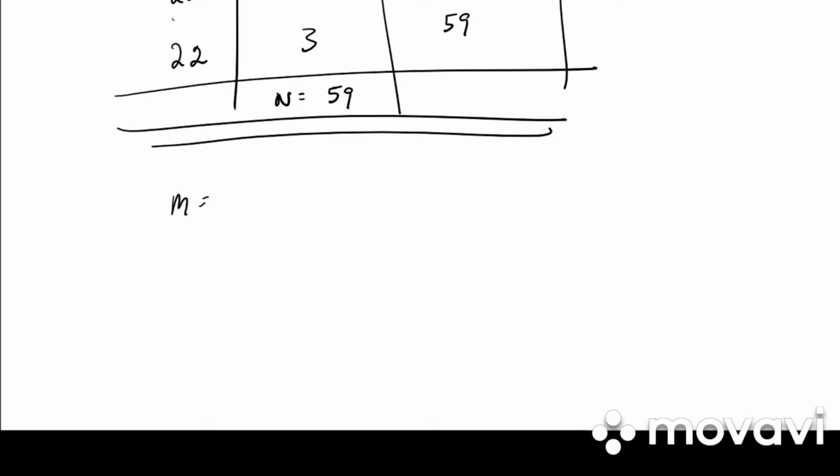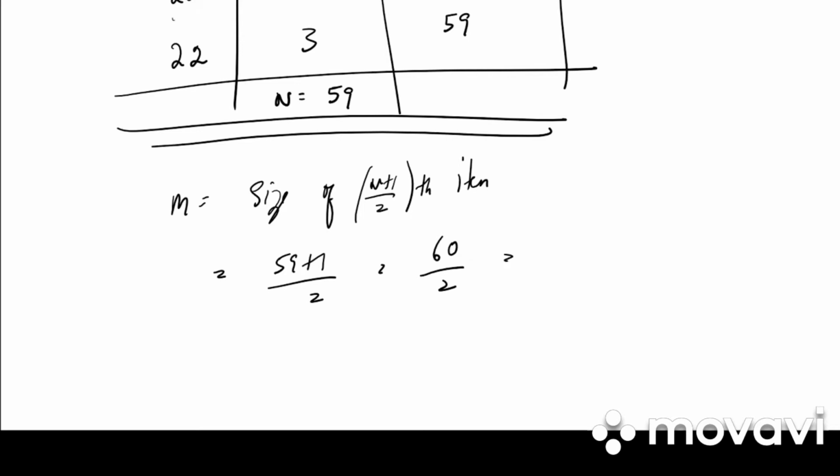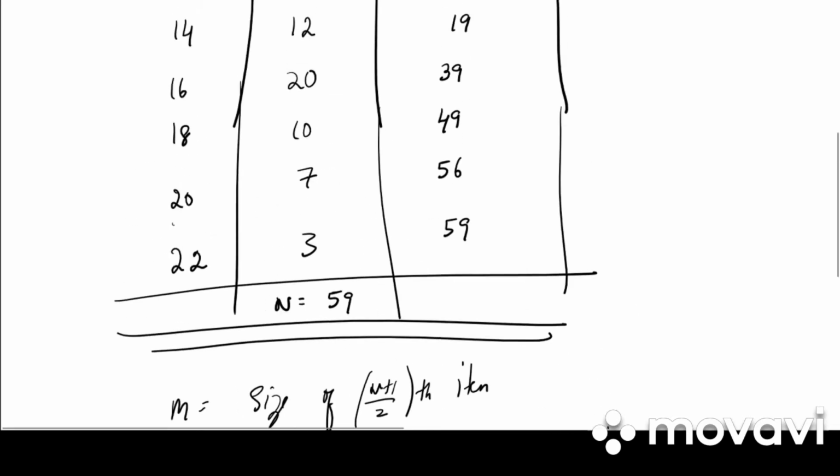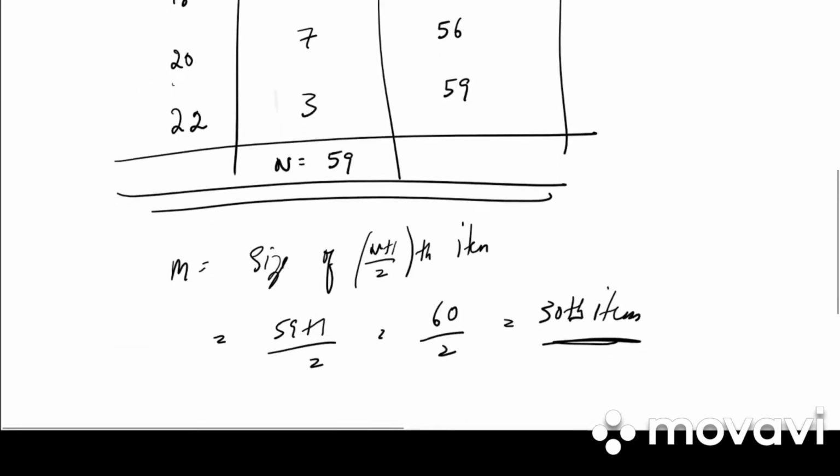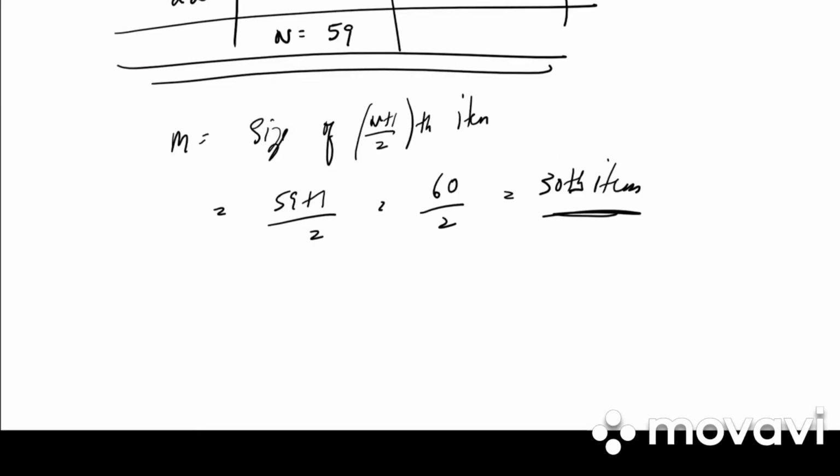So how do we find median? Median is equal to size of (n plus 1) divided by 2 item. So 59 plus 1 divided by 2, 60 divided by 2, 30th item. Go to the cumulative frequency. 30th is in cumulative frequency 39. So what will be the median? Median is equal to 16.